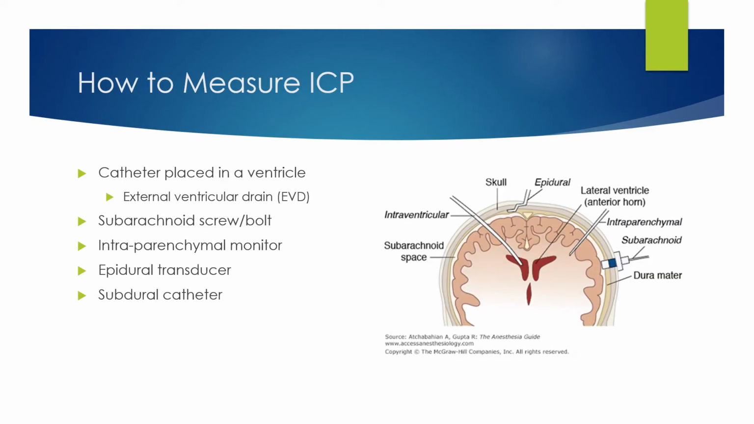So how do you measure ICP then? Well, there are many different ways of doing it. The gold standard is considered a catheter placed through the non-dominant frontal lobe into one of the lateral ventricles, an external ventricular drain, an EVD. Commonly though, you'll see subarachnoid screws or bolts in place. These will often have intraparenchymal monitors placed through them. You can also monitor ICP with epidural transducers or indeed subdural catheters as well.